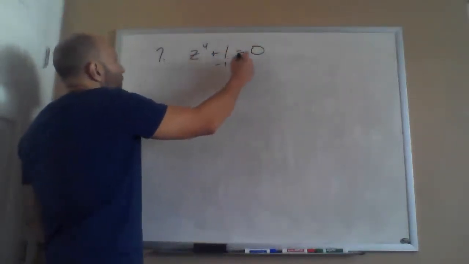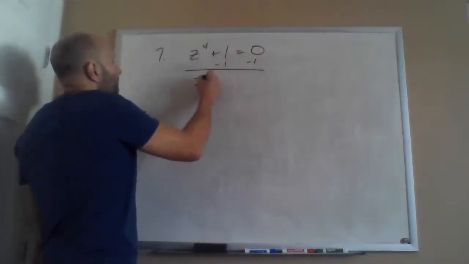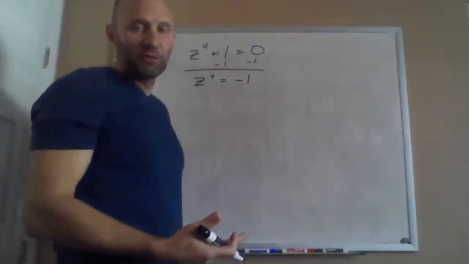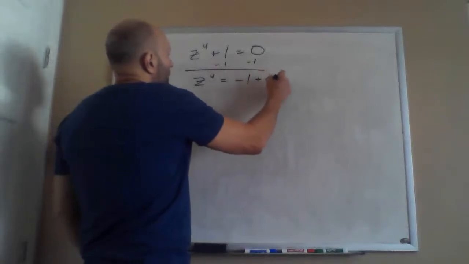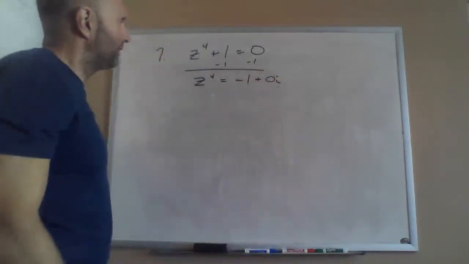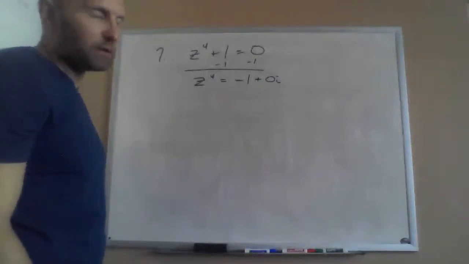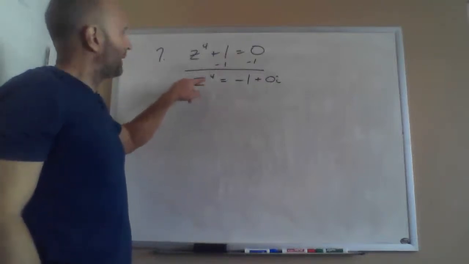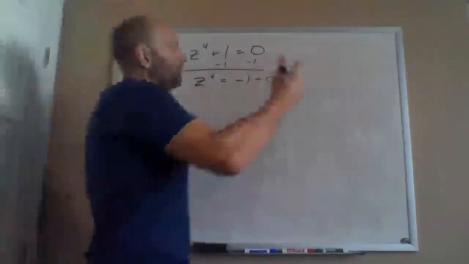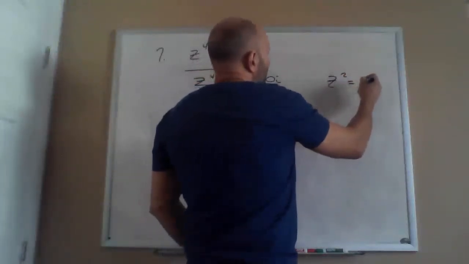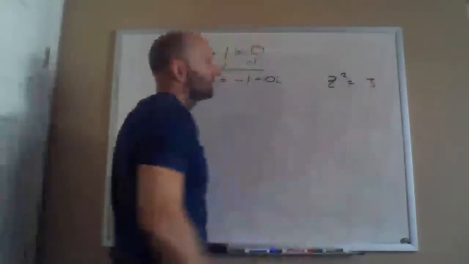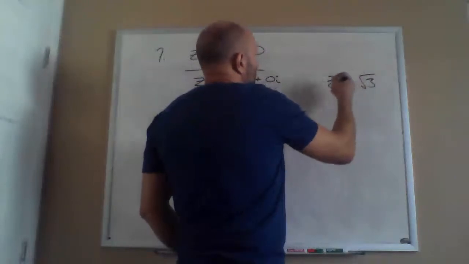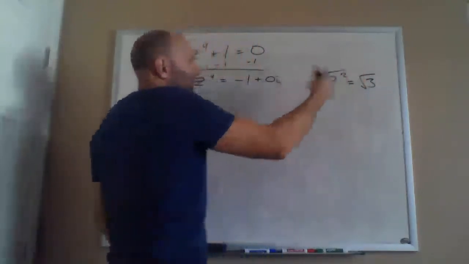So first of all, if I move the 1 over, z to the 4th is equal to -1. And to put this in complex form, I'm going to put plus 0i, so when we try to figure this out later, we know what our values of a and b are. I'm trying to find the roots of z. So how many roots do I have? 4. It's similar to if I have z squared is 3. To solve this, I have to take the square root to get z by itself.